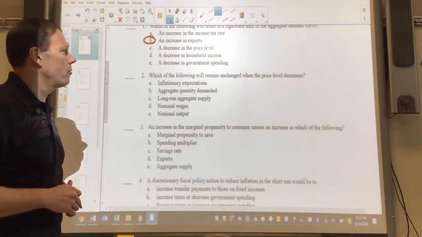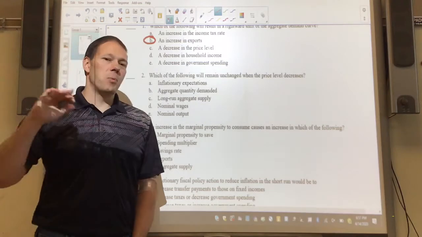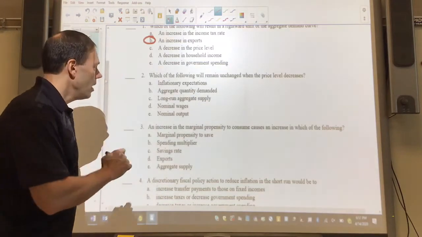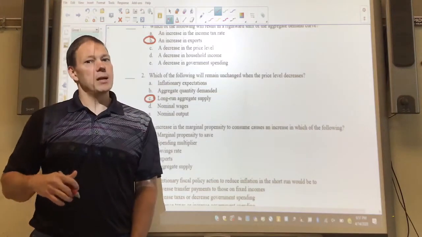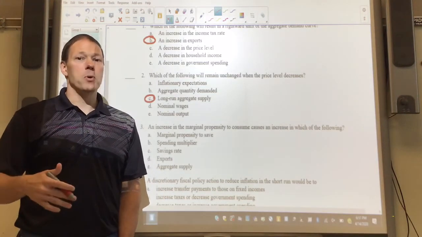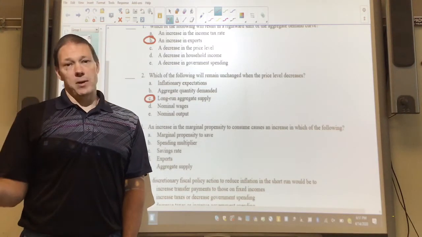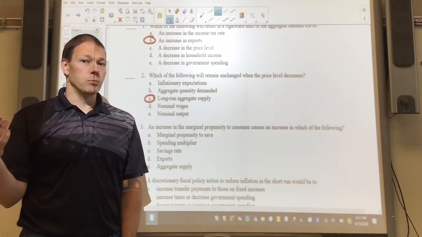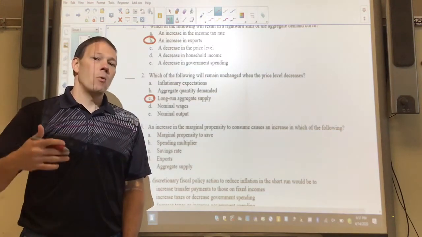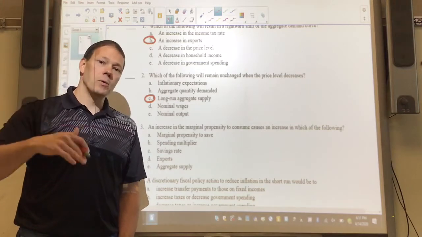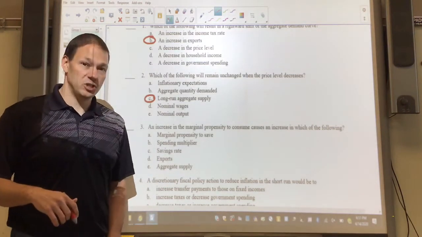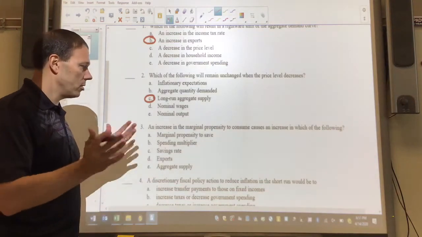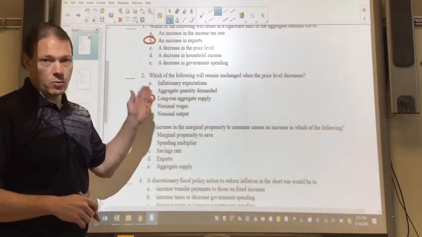Number two, which of the following will remain unchanged when the price level decreases? Well, the whole theory behind the long-run aggregate supply curve is that in the long run, our output is really not impacted by price changes, and so our full employment output is what it is. Whether prices have gone higher or lower, we always kind of come back to that point. So the answer to number two is letter C. Okay, the long-run aggregate supply curve has nothing to do with prices. That's why it's a vertical line.